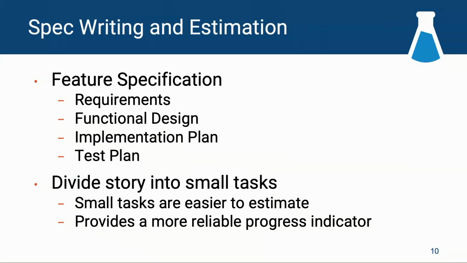Once a new feature is ready to get more attention, we create a spec for the feature, which starts with requirements, which is high level what the feature should do. Functional design is how the feature accomplishes that. The implementation plan, which is how we make LabKey in particular accomplish those needs, and then a test plan to lay out how we'll verify that the feature does what we expect it to do.